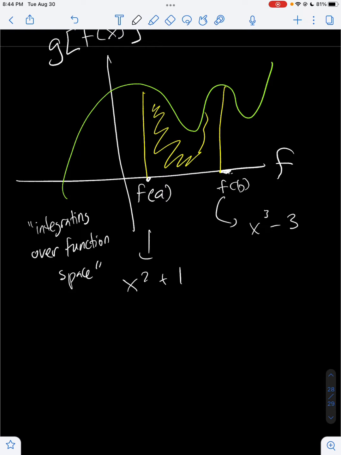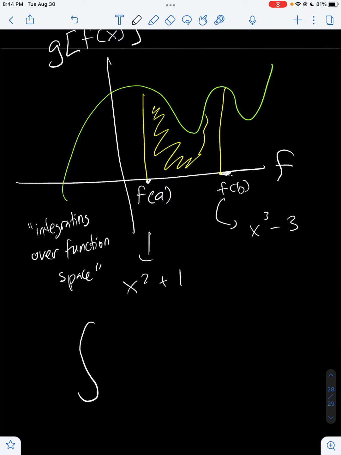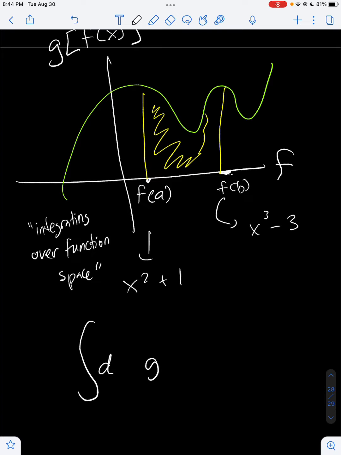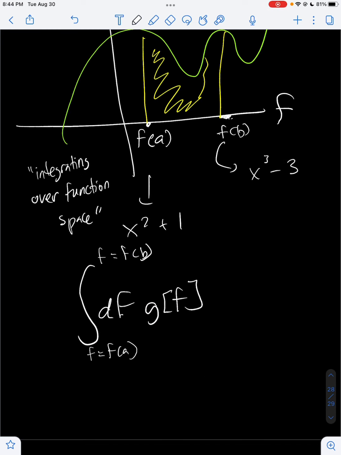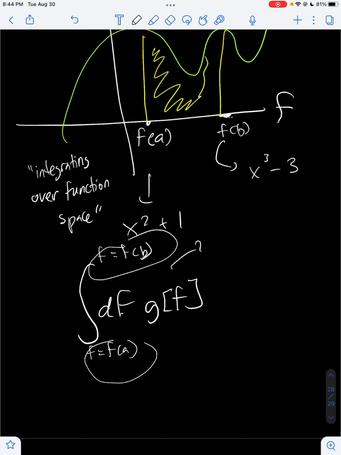And we'd write this out as an integral of g of f over f, where f is a function. And we start out at f equals a, where a is a function, right? Sorry, did I write f of a here? Yeah, never mind. So we start out at f equals f of a, to f equals f of b. Just like how here we went from x equals a to x equals b, here we go from f equals f of a to f equals f of b. And we call this functional integration.